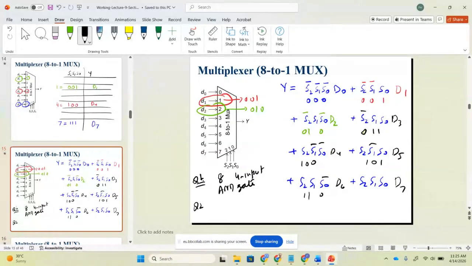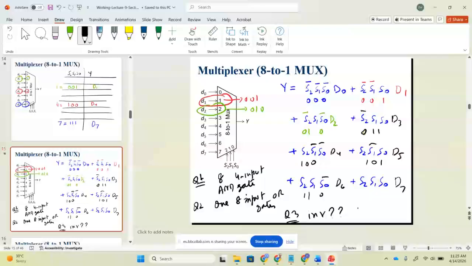Question number 2. How many OR gates? 1, 8 input. How many inverters? 3 inverters. Who said 4? My bad, 3. Good. Because we have 3 select lines. The number of inverters will be equal to the number of select lines. Got it?